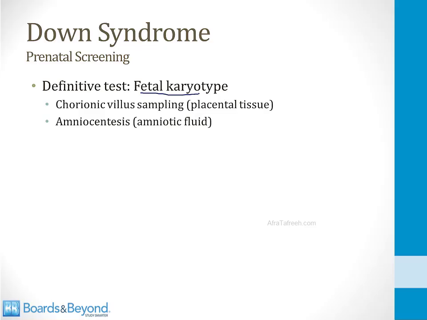There are two ways a fetal karyotype is commonly done. One is called chorionic villus sampling. This requires taking a sample of the placental tissue. The other way is an amniocentesis, which involves inserting a needle into the amniotic cavity and taking a sample of the fluid, which contains some cells from the baby.